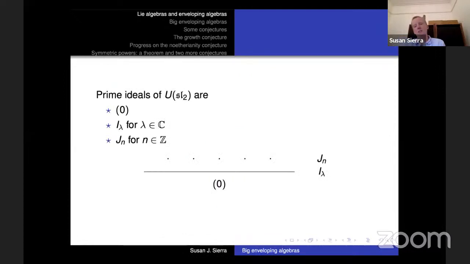And in general, with finite enveloping algebras of finite dimensional Lie algebras, you have this very interesting interplay between continuous, these I lambdas, and discrete, these J_ns. There's a mixture of continuous and discrete structure that makes them very interesting.